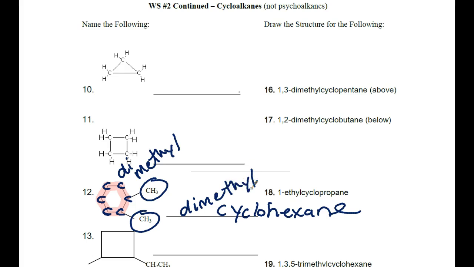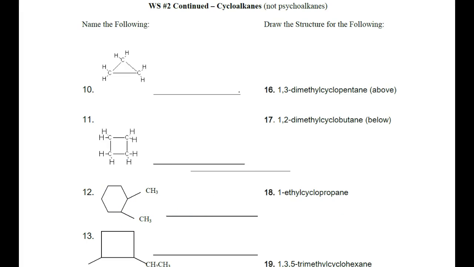At least squeeze dimethyl in here. And now I have to count where they are. I would just start counting at a branch. You could go 1, 2, or you could call it 1, 2. Either way, it's the same. So it's 1,2-dimethylcyclohexane. Huge names.